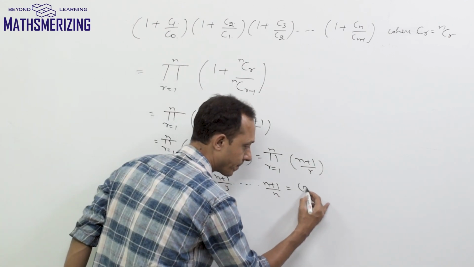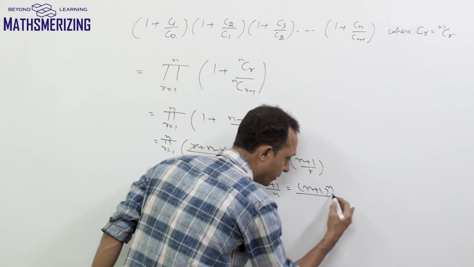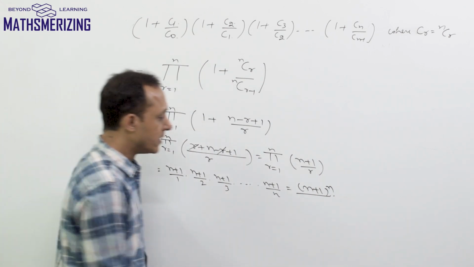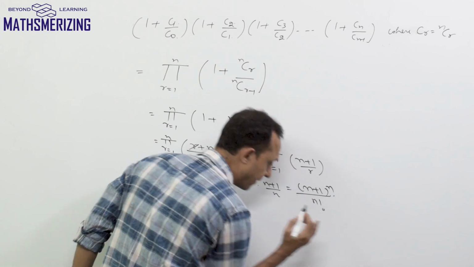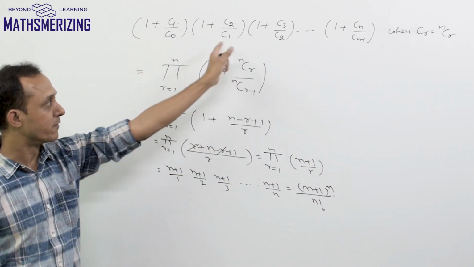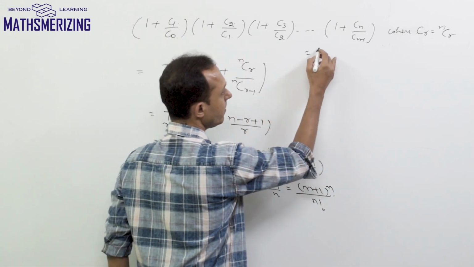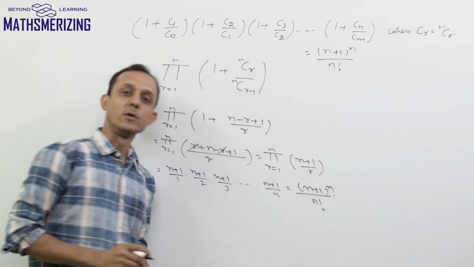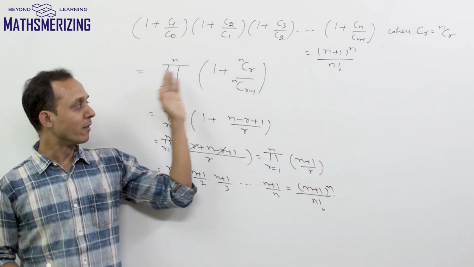So it will be n plus 1 to the power n, and here in the denominator I'll have 1 into 2 into 3 up to n, which is simply nothing but factorial n. So the answer to this series, or the simplification of this result, is n plus 1 to the power n upon factorial n. So this is how we solve these questions.